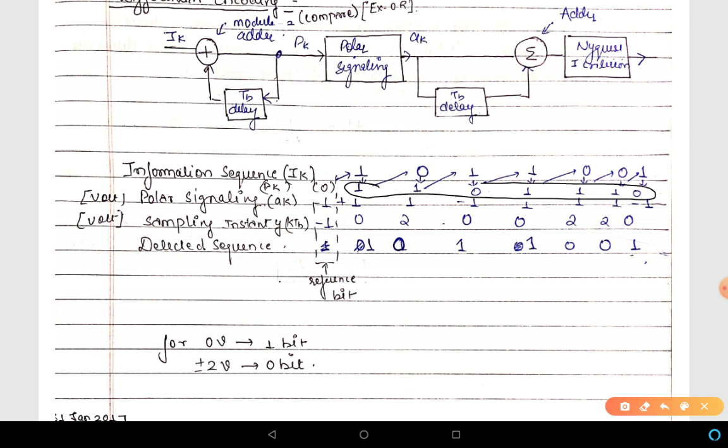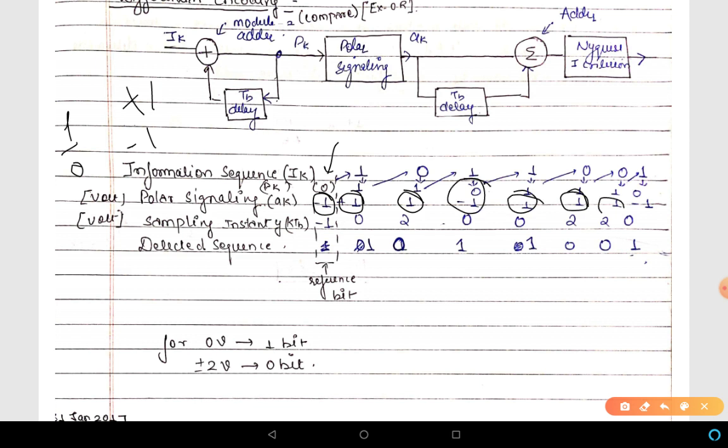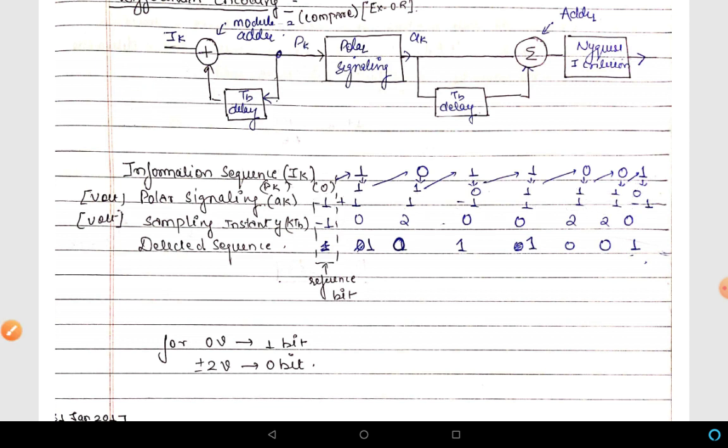So this way we have received this particular bit sequence. This is the output of the differential encoder, which is actually your PK. After that we use polar signaling. Polar signaling means corresponding to bit 1 we use +1 volt, corresponding to bit 0 we use -1 volt. As shown here, this is my reference bit, so 1 volt, 1 volt, 1 volt, and corresponding to 0 bit I get -1 volt, 1, 1, 1, -1.